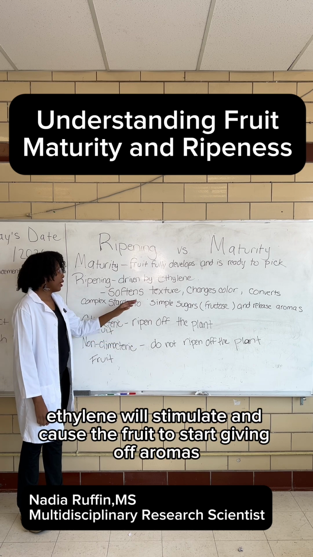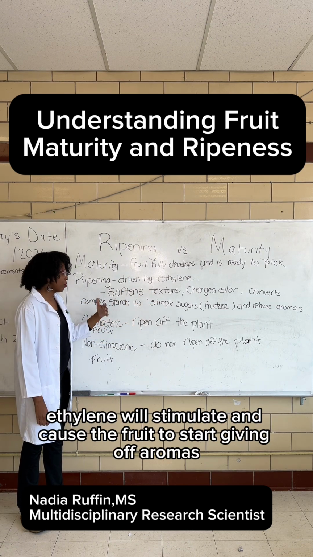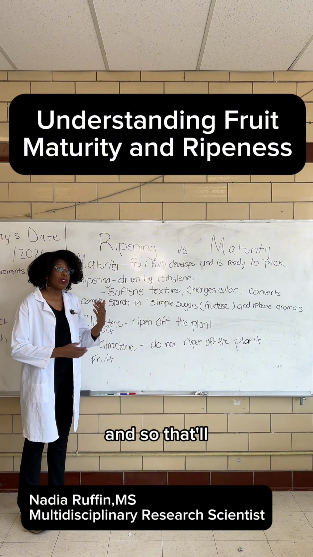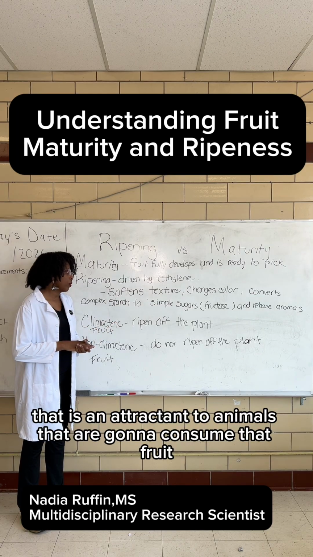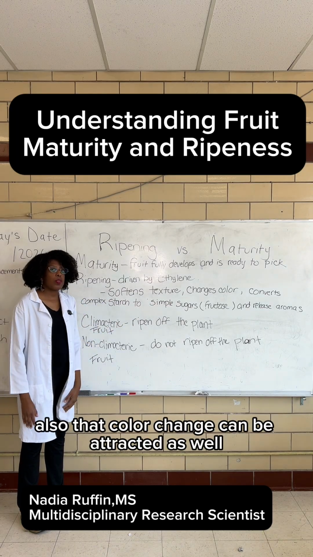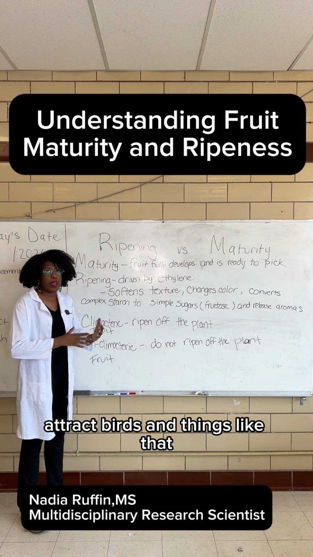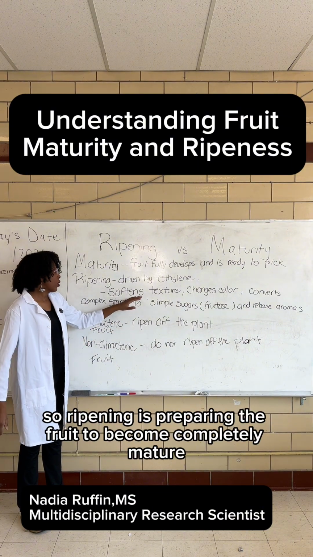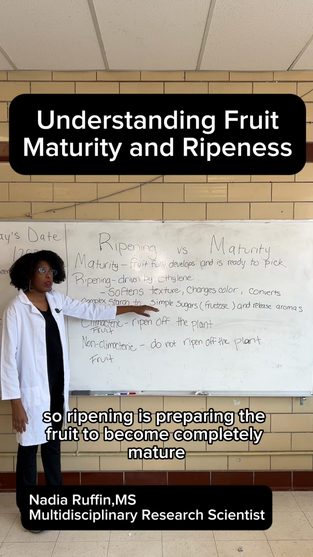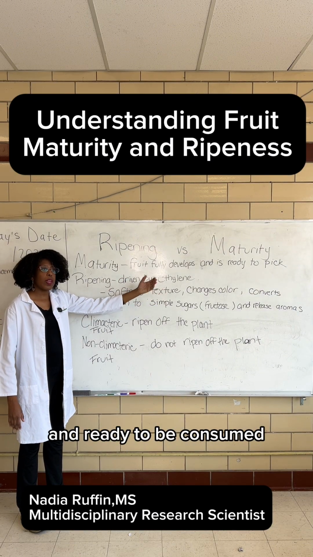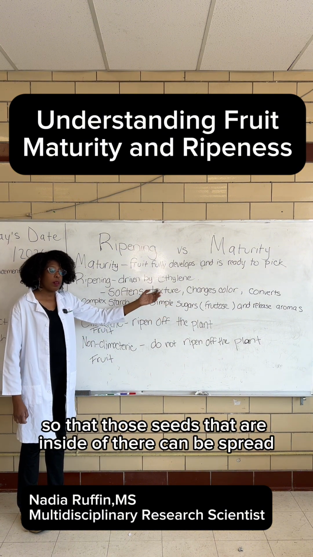During this time, ethylene will also stimulate the fruit to start giving off aromas, which is an attractant to animals that are going to consume that fruit. The color change can be an attractant as well. Red fruits a lot of times attract birds and things like that. So ripening is preparing the fruit to become completely mature and ready to be consumed so that the seeds inside can be spread.